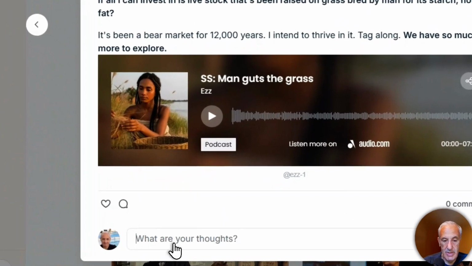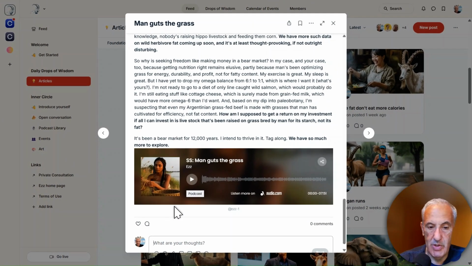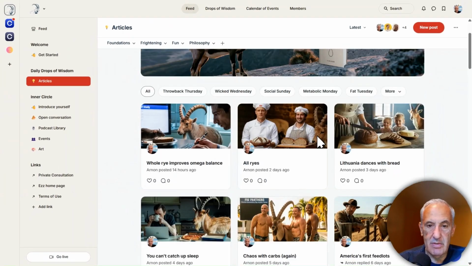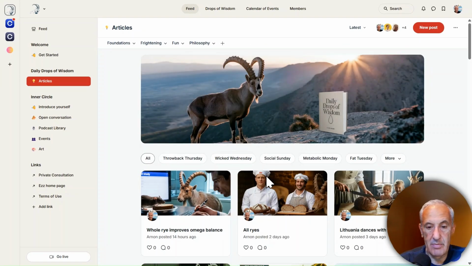What you'll also notice is that at the bottom of each one of these posts, you've got a section where you can share your thoughts, right? So these threaded conversations allow us to interact with each other, share questions, opinions, and so on for each one of these posts. The daily drops of wisdom are organized by subject matter.